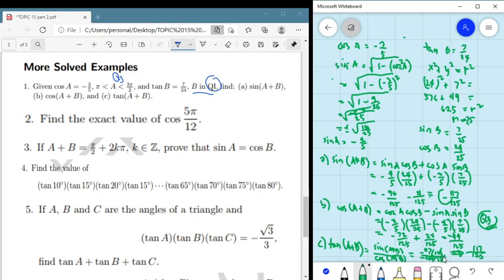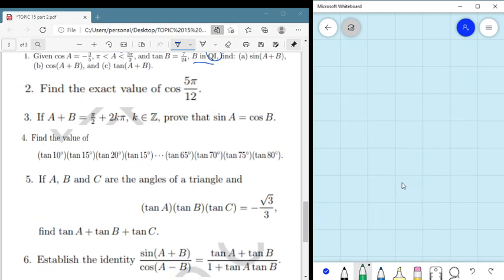Wait, a correction. The 125 was cancelled out, so this is 144. Sorry. So the answer here is 117 over 44. They are still the same. The answer there is positive, so it is different from A and B. Since quadrant 3 and quadrant 1 are the same, their tangent is also positive. Okay? So, that's all.